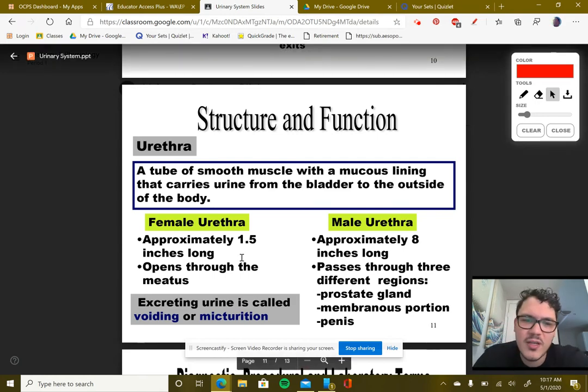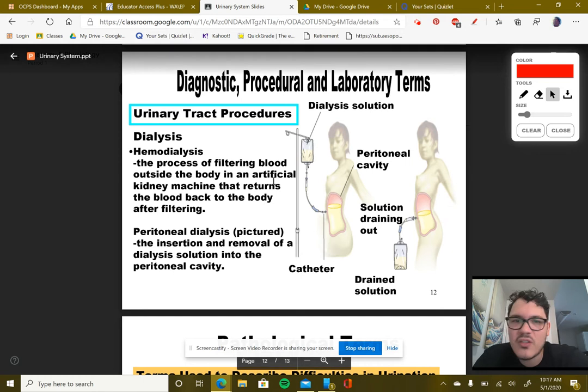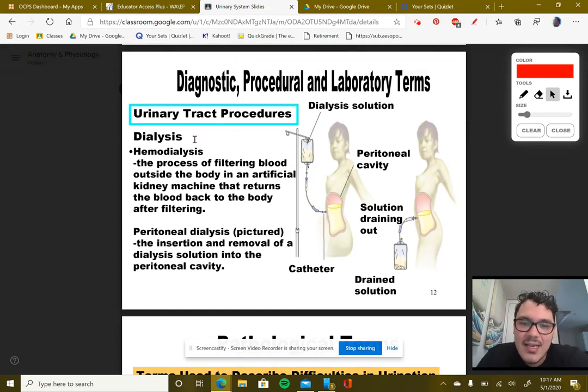So it's a rather interesting process with that. All right, last but not least, we're getting pretty close to finishing up. Some diagnostic, procedural, and laboratory terms. So again, this is a very small amount of pathophys that I like to end the unit with. Some urinary tract procedures. So first of all, dialysis.